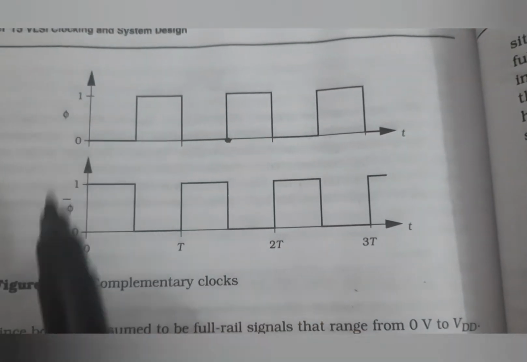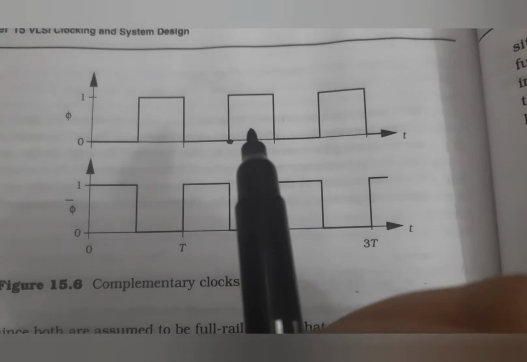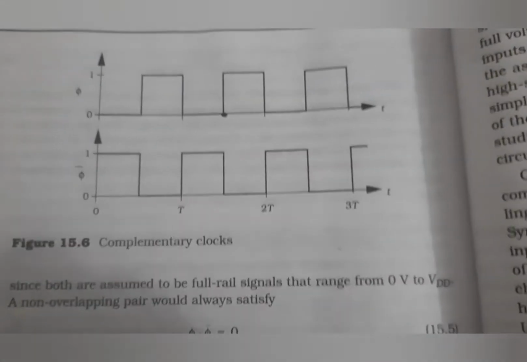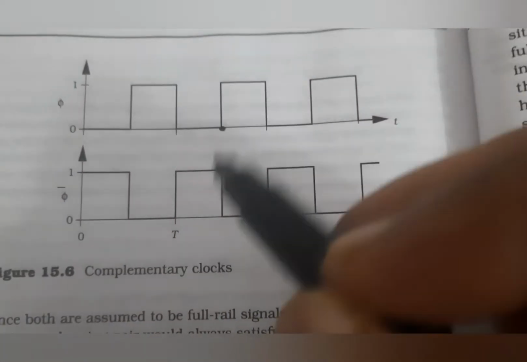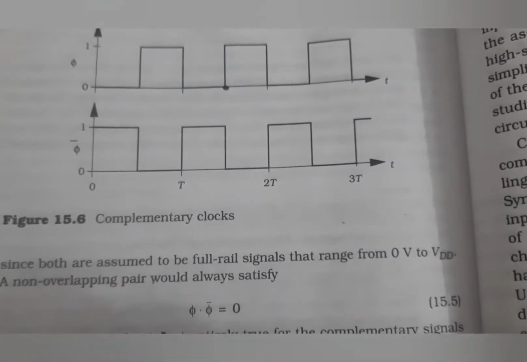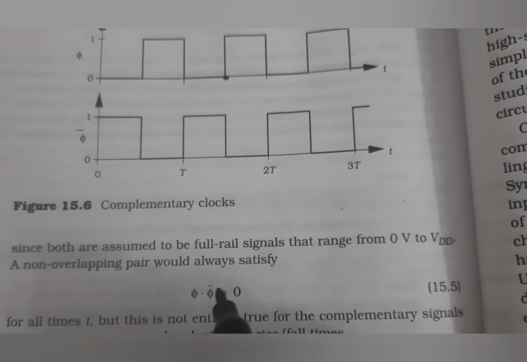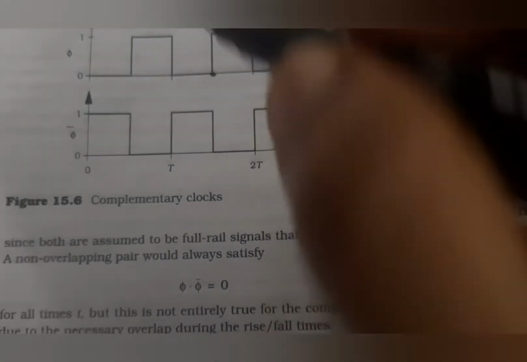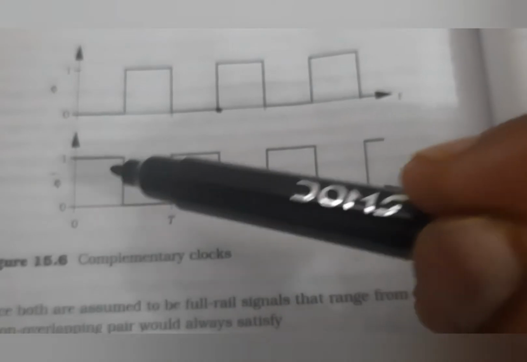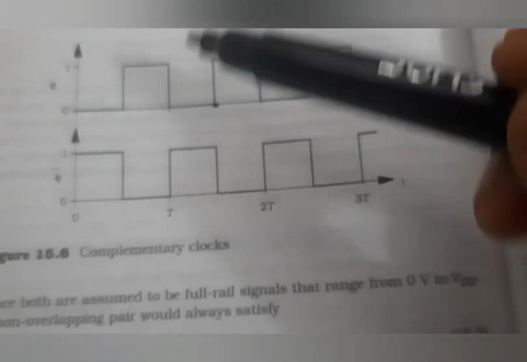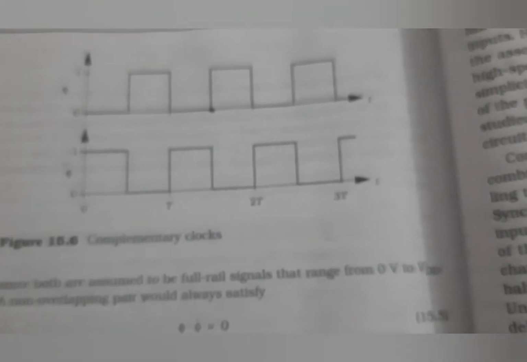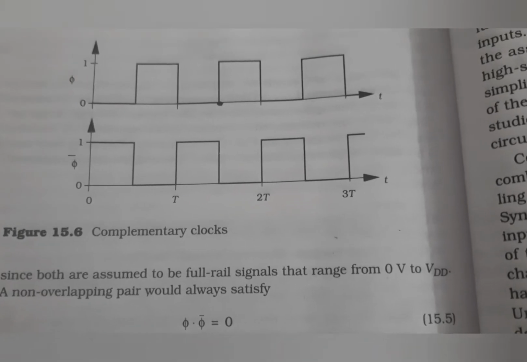From one source we can get two different clock signals, and this non-overlapping signal can be obtained with a condition: the multiplication of these two signals we will get 0. So here this is 0 means this is 1. This 0 means this 1. This 1 means this 0. So multiplication of these two signals, we will get 0 result.